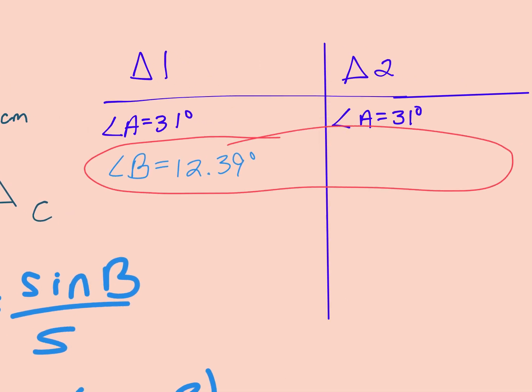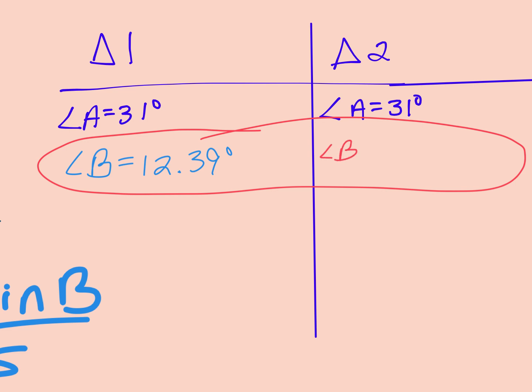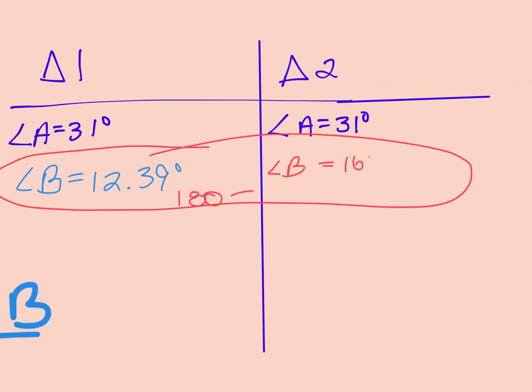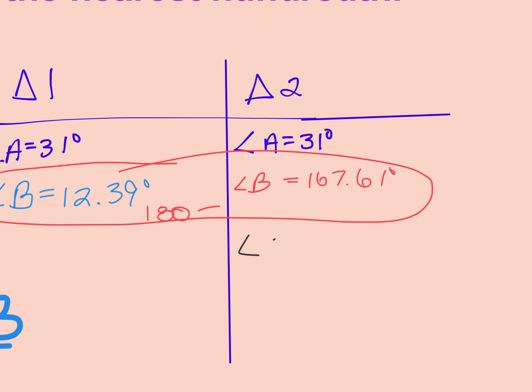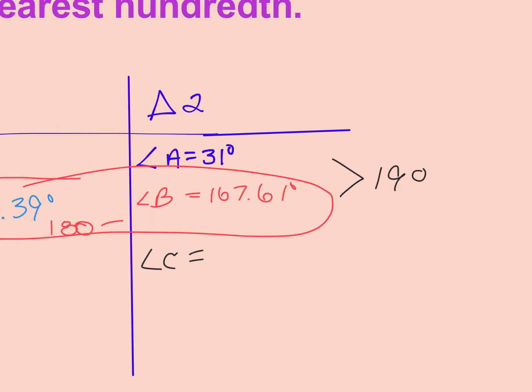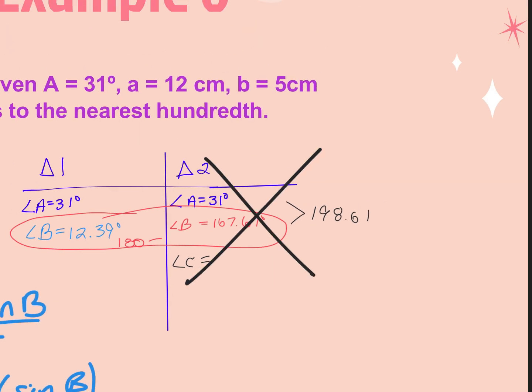How do I figure out if there is a second triangle? 180 minus. You're going to find the supplement. So I'm going to say 180 minus 12.39, and I get 167.61 degrees. How do I figure out if a second triangle exists given that information? I'm going to add those two. If I add 167.61 plus 31, I get 198.61. What'd you guys just prove? There is no second triangle.